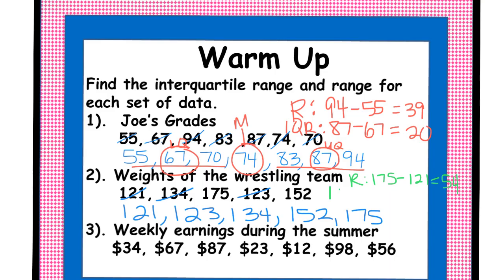Okay, my IQR, upper quartile minus the lower quartile. So I've got to figure out what those are. So right here, there's my median. Over here, I've only got two numbers. So I have to figure out what is halfway between 152 and 175. That's probably not a number you know off the top of your head. So you add them together, 152 plus 175, hit equals, and then divide by 2, and it's 163 and 5/10.